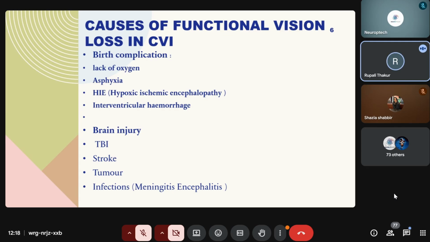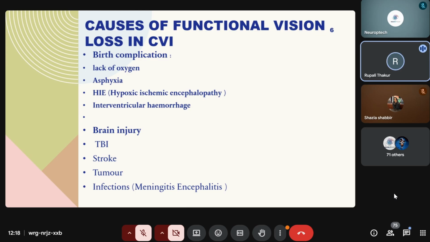And infection also. Some of the time meningitis and encephalitis is an infection which the child may have. Even if the parents come to you, you can ask for the history, and they may say, okay, my child had meningitis, so they kept him in the NICU for observation, and antibiotics and steroids were given.